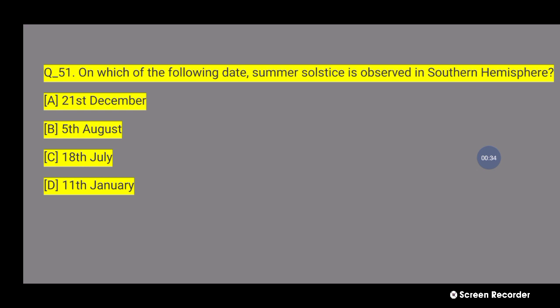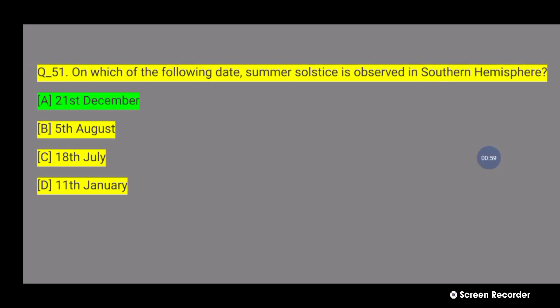51 নম্বর কোশ্চেন কি বলছে, on which of the following the date is the summer solstice observed in the southern hemisphere? এই চারটি অপশনের মধ্যে কোনটি হবে? Number A, 21 December. It is the date the summer solstice is observed in the southern hemisphere.